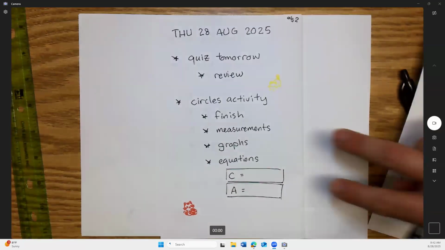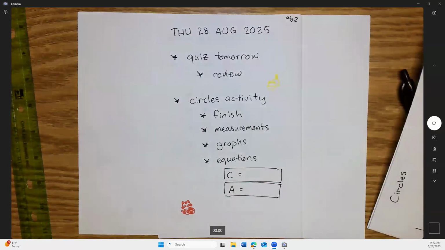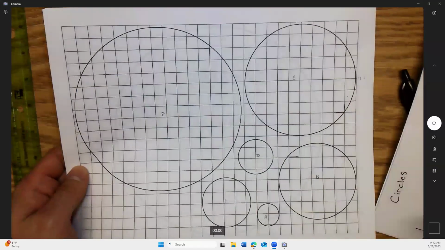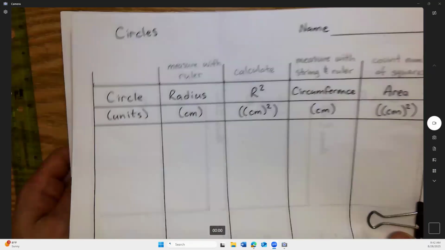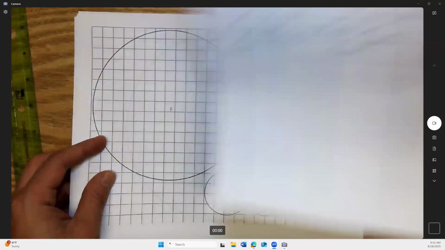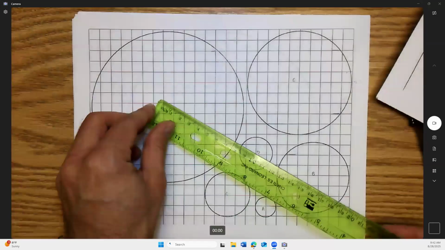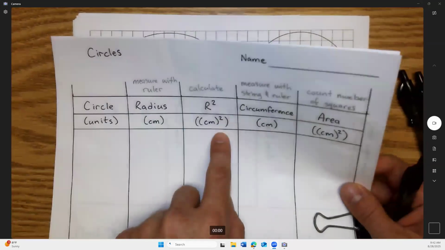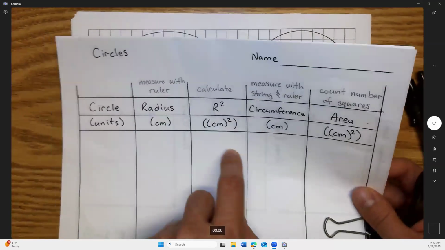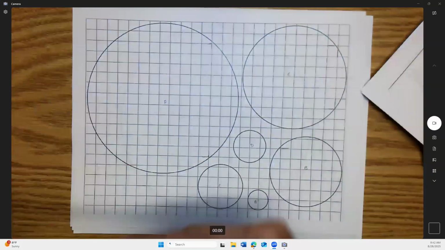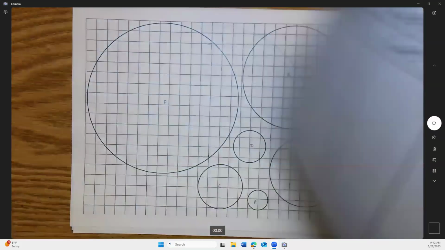But speaking of the circles activity, you guys remember I gave you a bunch of circles yesterday, and I had you keep track on a table. You had circles, maybe you call them A, B, C, D, F, G, or whatever. What's the radius of the circle, which you can measure with the ruler? You squared that radius, which is going to be helpful for a graph later. You took some string and wrapped it around, then pulled the string and measured how long it was. That can give you circumference.